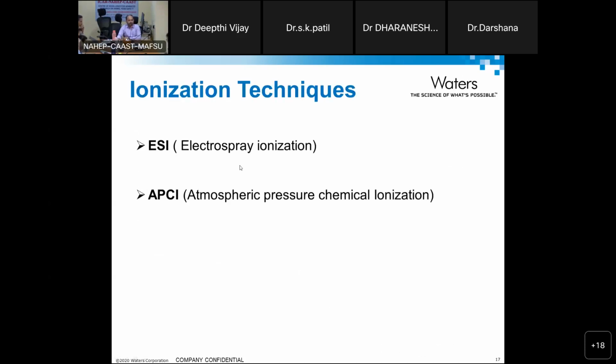So, as I've told you, ionization is very, very important in mass spectrometer. There are two ionization techniques which are very widely used in mass spectrometric analysis. The first is electrospray ionization, and the other one is APCI, that is atmospheric pressure chemical ionization. These two ionization techniques can be selected based on the properties of the compounds or analytes which you are trying to analyze on the mass spec. We'll just discuss briefly these two ionization techniques.